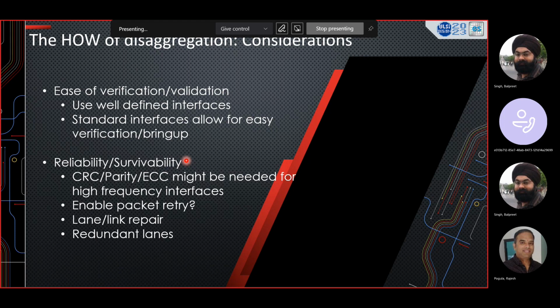What about lane and link repair? Let's say you have 32 lanes, 32 into 10 lanes across your entire solution. What if one lane fails? Are you going to throw away the entire chiplet? Or maybe there can be a mechanism of a lane repair or a link repair, or maybe a redundant link or a lane. So these things will go a long way when you finally want to come up with a reliable and stable solution.